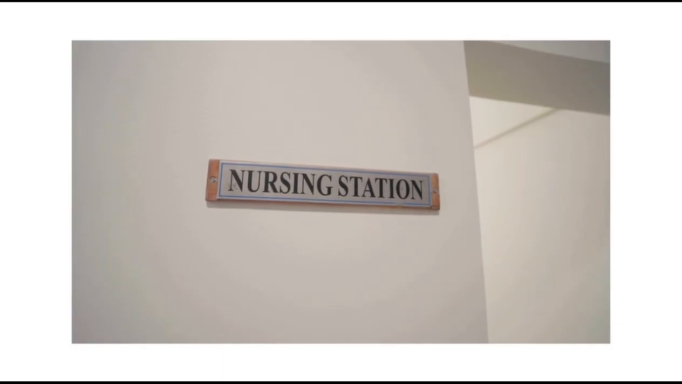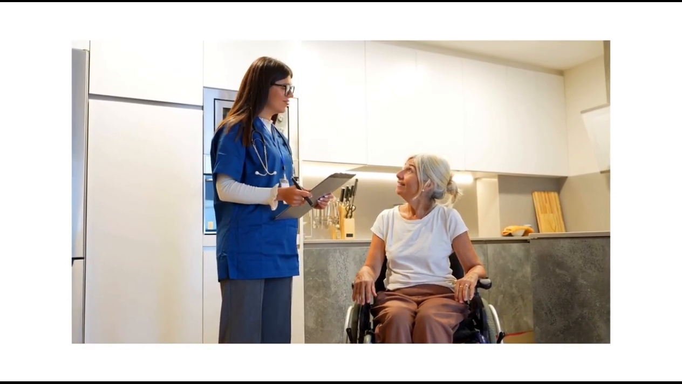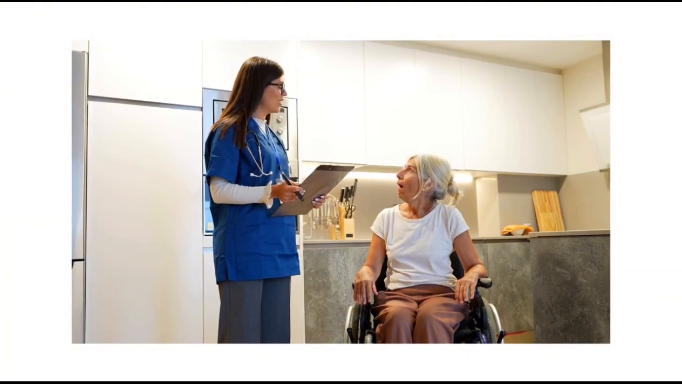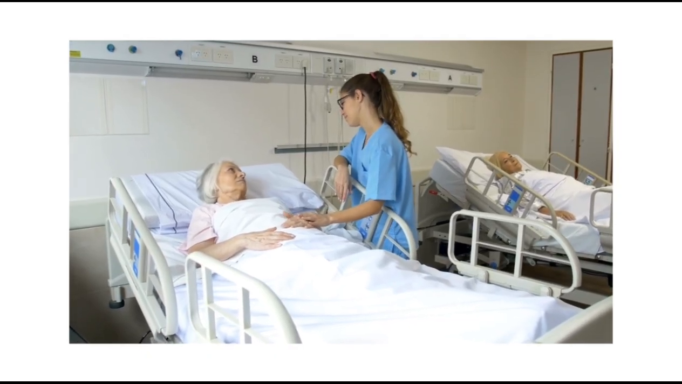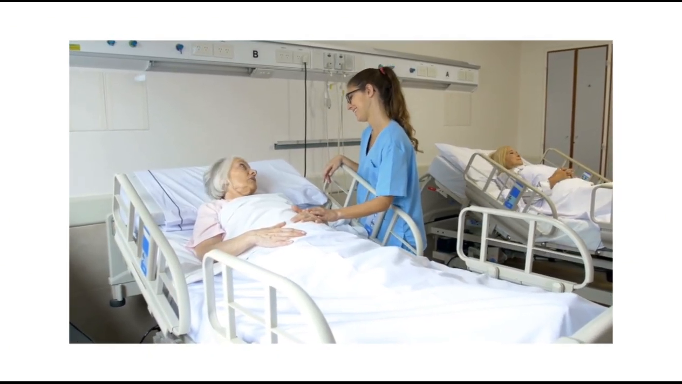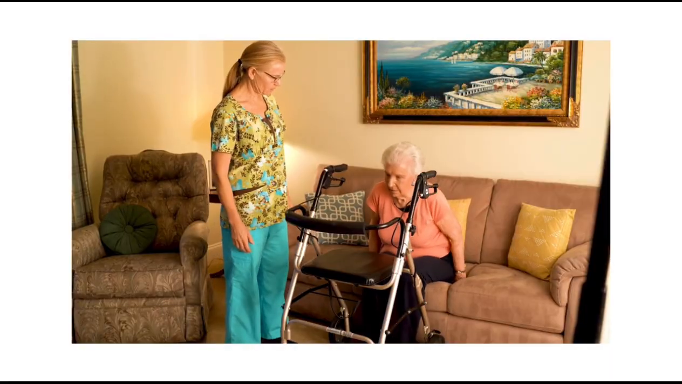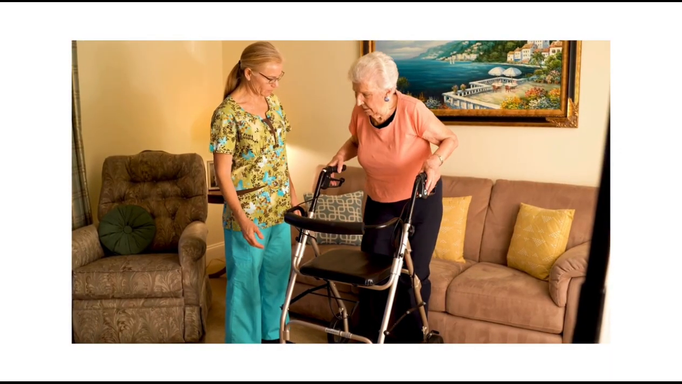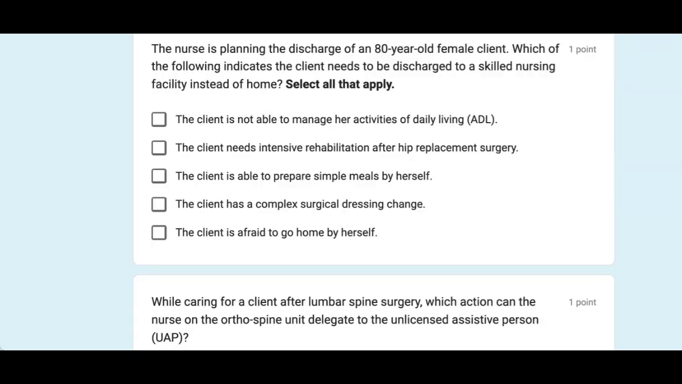The nurse is planning the discharge of an 80-year-old female client. Which of the following indicates the client needs to be discharged to a skilled nursing facility instead of home? Select all that apply. A, the client is not able to manage her activities of daily living, or ADLs. B, the client needs intensive rehabilitation after hip replacement surgery. C, the client is able to prepare simple meals by herself.